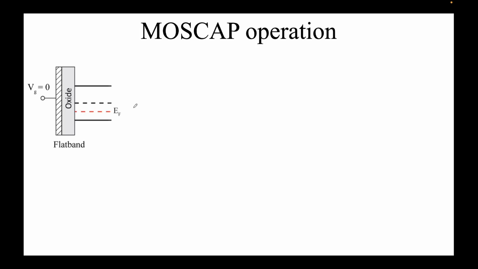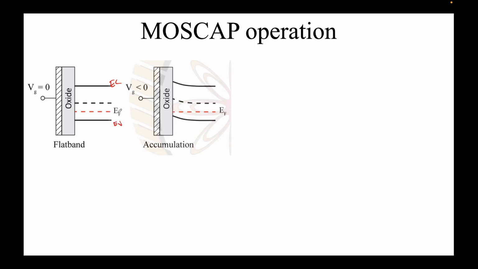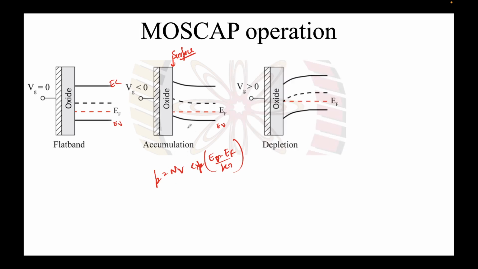And the 4 regimes that we saw: when you don't apply any bias, we call it the flat band, because EC and EV are flat, and you can see EF is closer to EV, so this is a p-type semiconductor in the bulk. Now if you apply some negative potential, the majority holes get attracted to the surface. On the surface, EF is closer to EV as compared to the bulk. If you recall the expression, p equals NV exponent of EV minus EF over kT. So EV minus EF has reduced on the surface, so the hole concentration increases. That's why you call this accumulation.